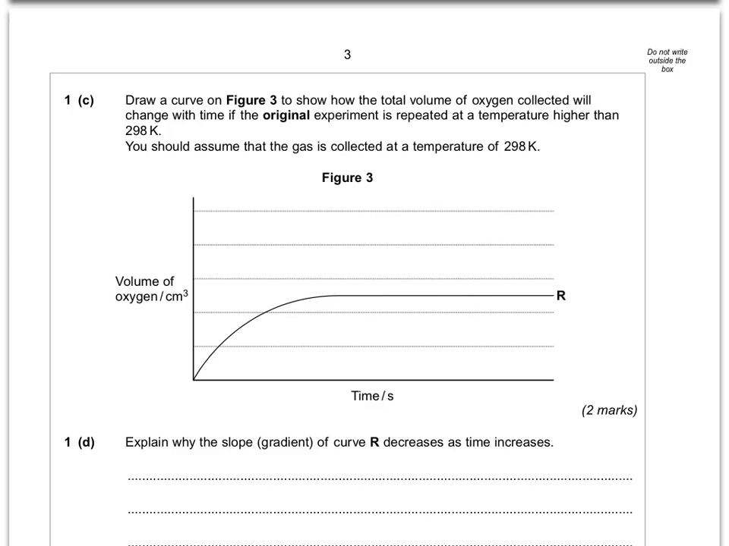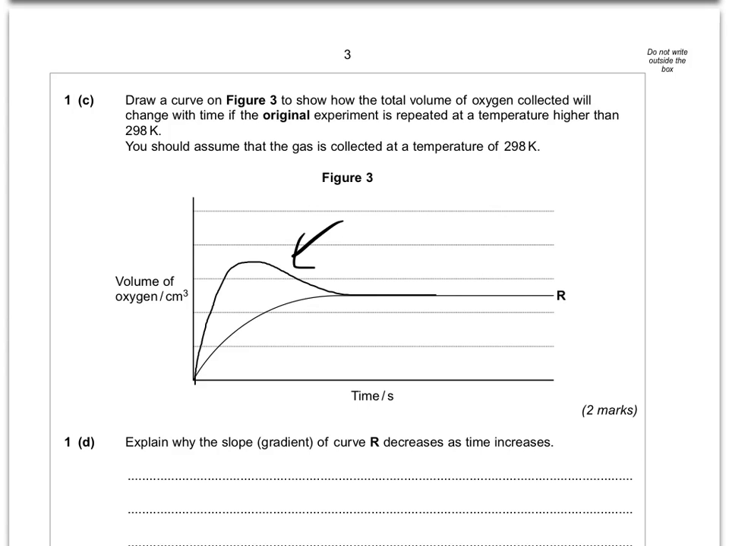This next one says that we've got the original experiment, but it's just repeated at a higher temperature. Now, if we're only changing the temperature and not the concentration, we're going to make the same amount of product, just going to make it faster. Now, what I would suggest you do here is not draw it from this line, because if you go up too far and then come back down again because you realise you've gone too far, then you'll lose the mark, because this is not how it would look.